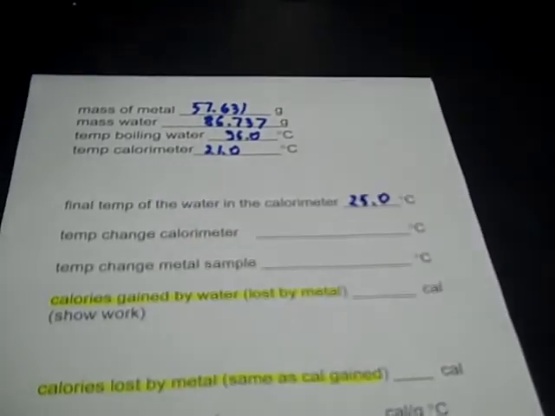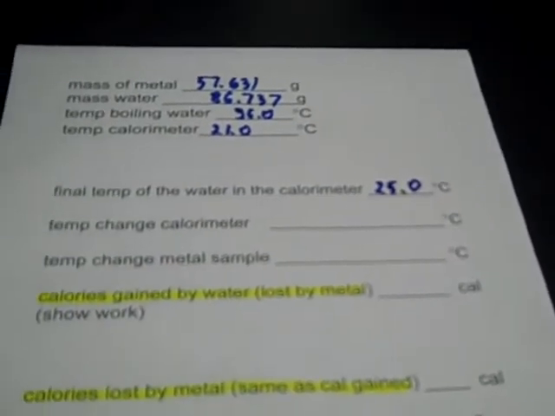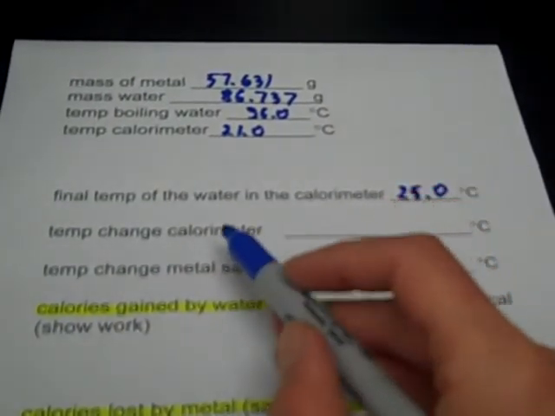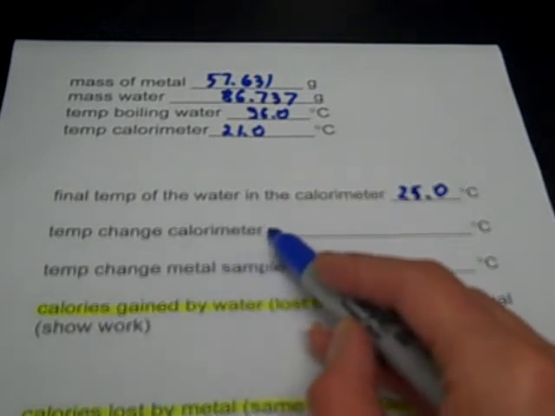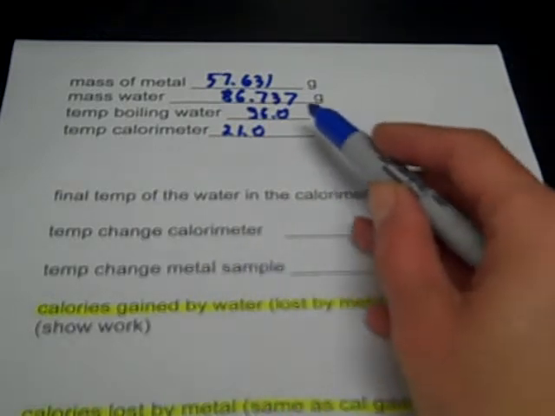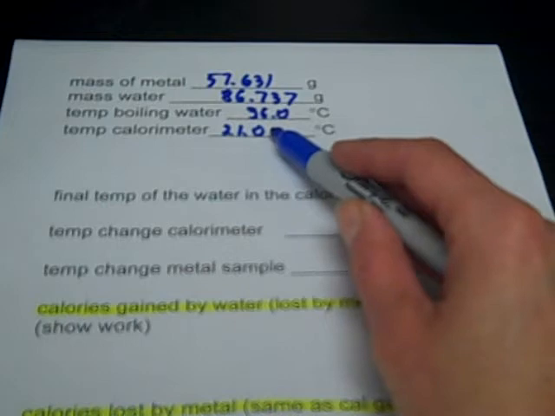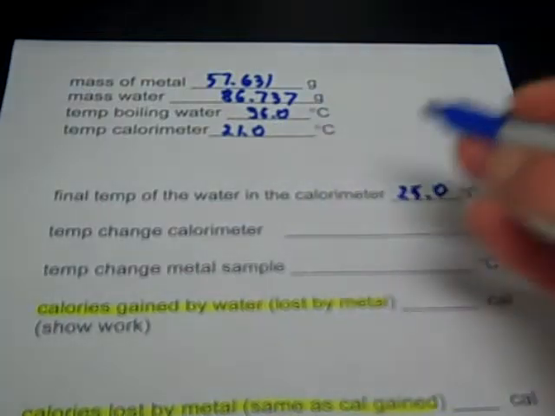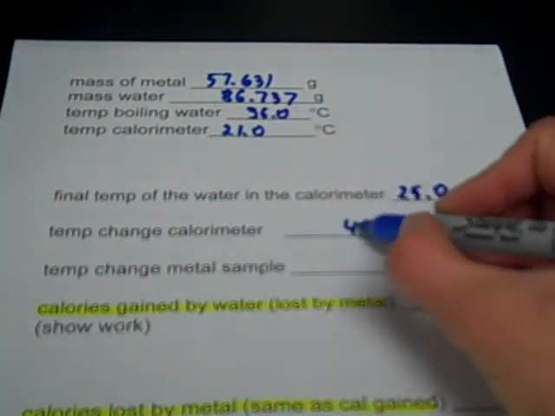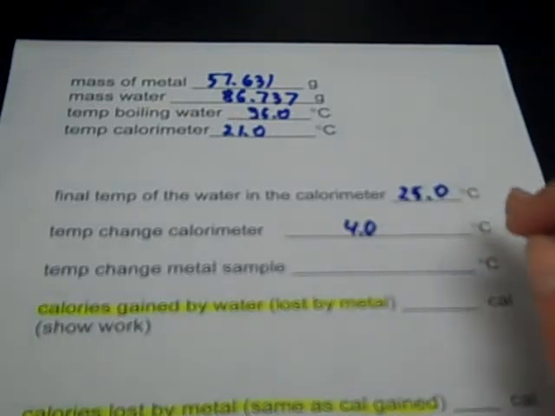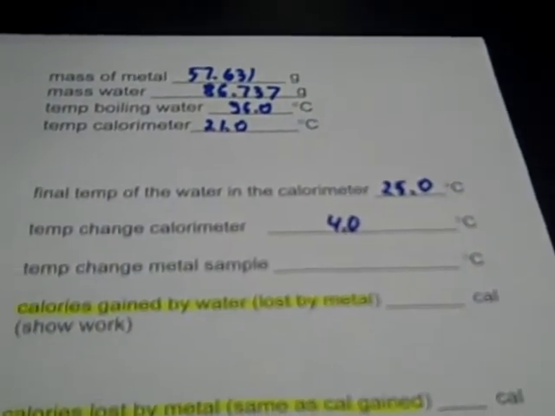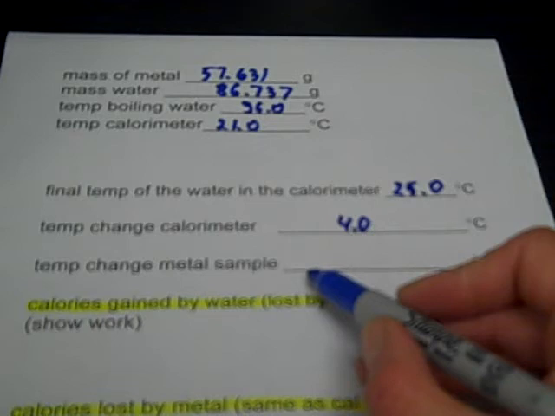So, from this we can see the temperature change in the calorimeter is 25 minus 21 before we added the metal. So it is 4.0 degrees Celsius. What is the temperature change of the metal sample?